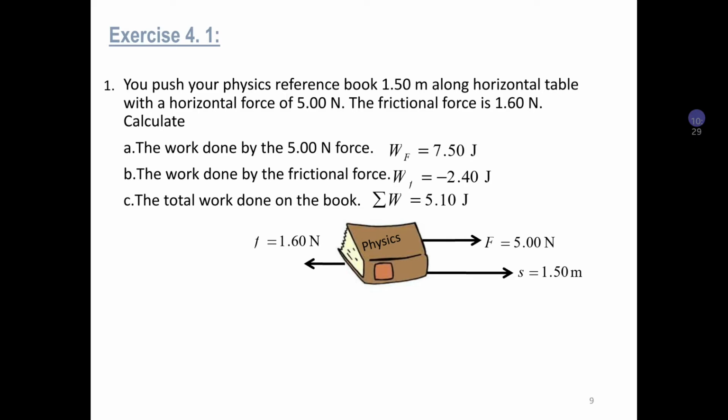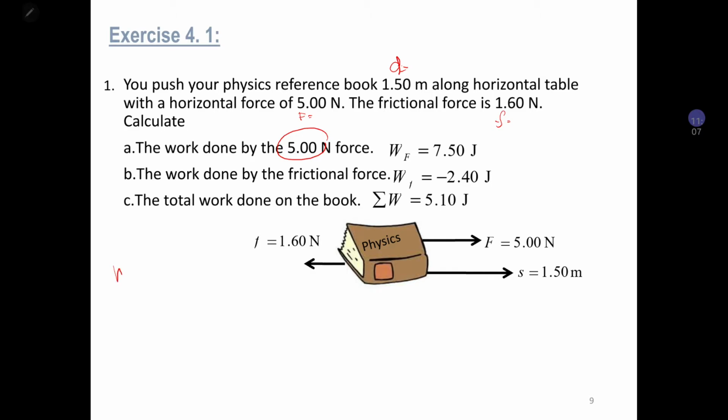Exercise 4.1. Okay, so if you look at exercise 4.1, the displacement given is 1.5 meter. So this is the value of displacement. And then the horizontal force is equal to 5 Newton. Frictional force is 1.6 Newton. Okay, A, the work done by the 5 Newton force. So it asks how much is the work done by the 5 Newton force only.